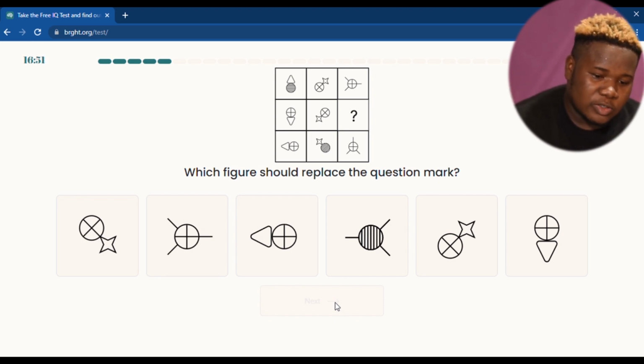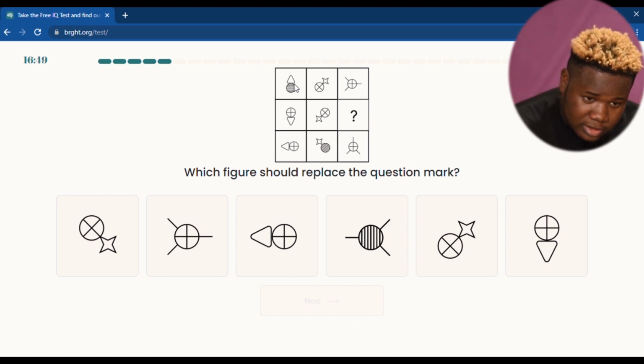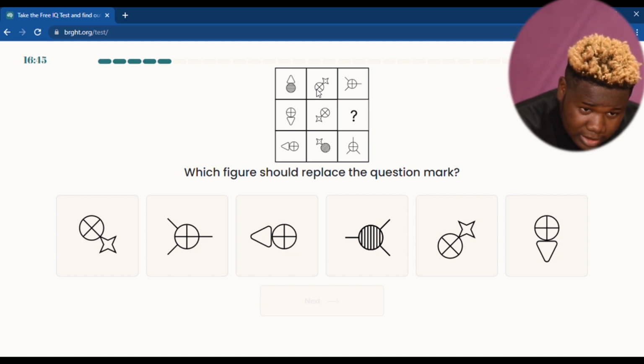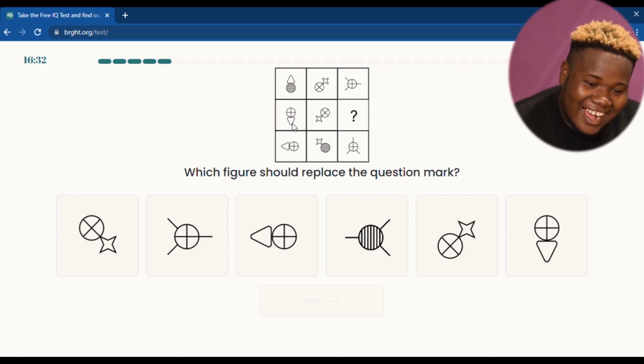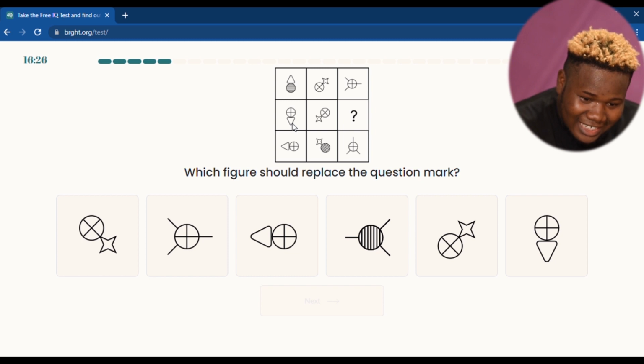Which figure should replace the question mark? What's this? I have no idea what this is. I have no idea when it's downwards. Oh, God. I have no idea. I'll just go with this.